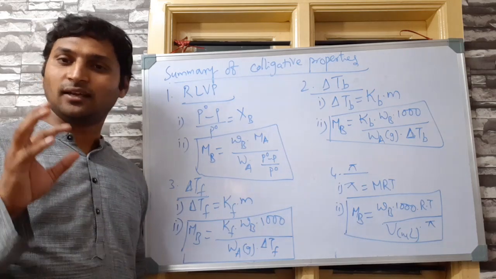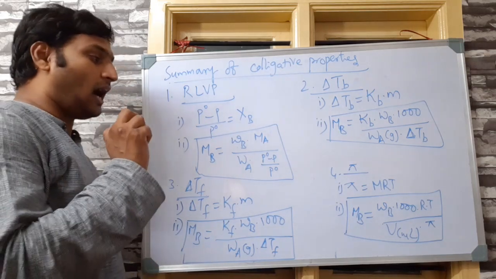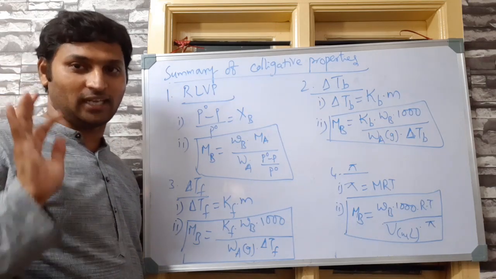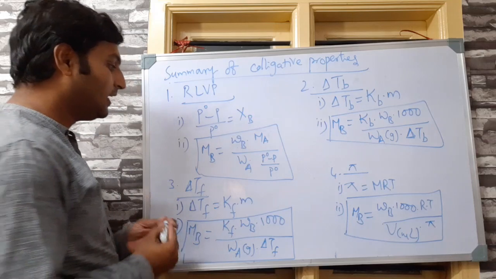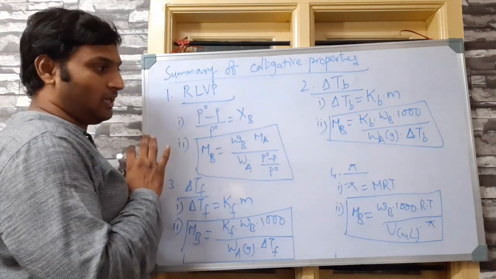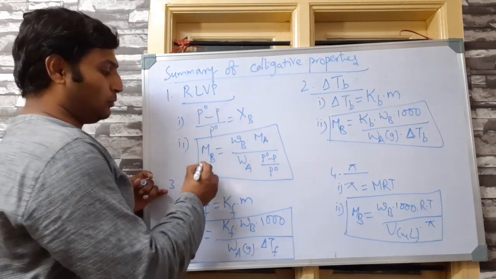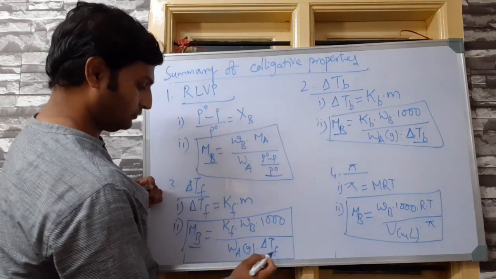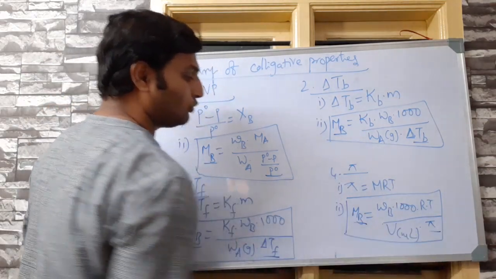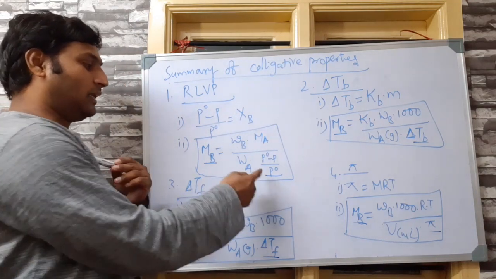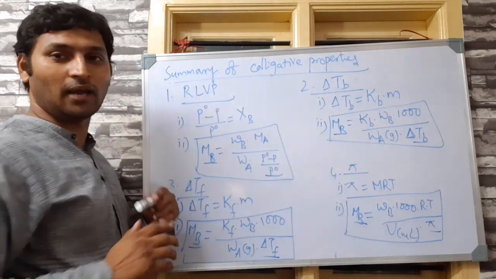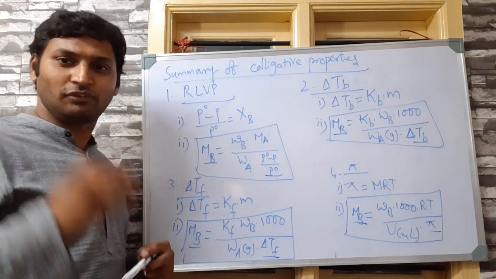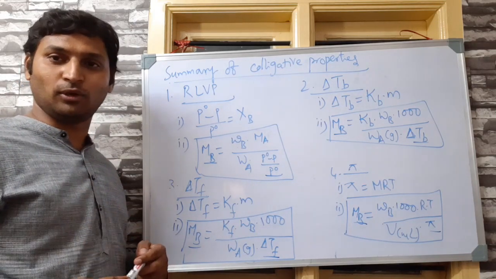Clear? Having said that, I want to leave you with one very important note here. The note is, observe every relation between molar mass and colligative property, they are inversely proportional. So every colligative property is inversely proportional to the molar mass of the solute. Make a note of that. We will talk about that when we come to it.